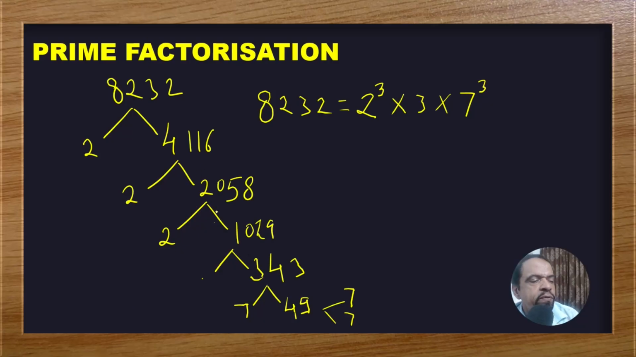And a question may be asked like this: in a tree factorization, in a tree method, one box may be empty with a question mark. Complete this box. So it may be one more box empty. Complete this box. So do deep practice of this prime factorization of bigger numbers.